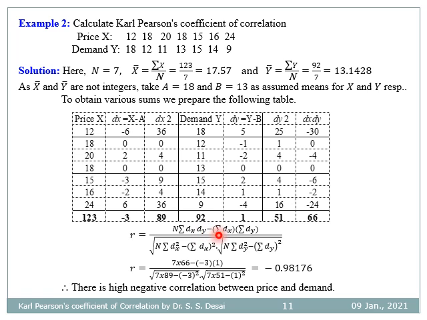The correlation coefficient for assumed mean method is r equal to n into summation of dx into dy minus summation of dx into summation of dy, divided by root of n into summation of dx square minus square of summation of dx, into root of n into summation of dy square minus square of summation of dy. By substituting the respective sums and by simplification we have r equal to minus 0.98176. As the sign is negative, there is negative correlation, and as the magnitude is 0.98, there is high correlation. Therefore the final conclusion here is there is high negative correlation between price and demand.